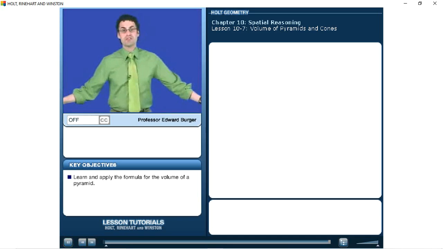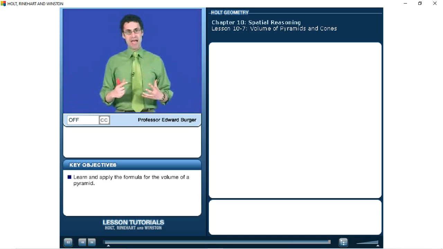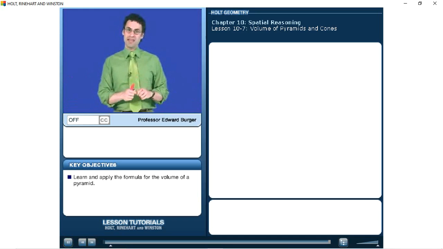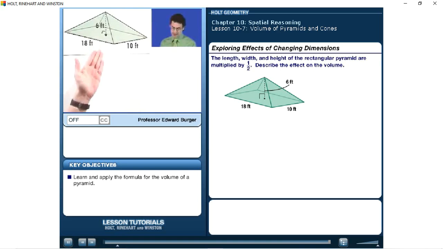One of the themes that we've been exploring is the impact on volume if we take each linear dimension and multiply it by some number. What I want us to take a look at is this pyramid, and I want us to compute the volume of the pyramid as it is, and then let's imagine that we take each linear dimension, so this length, that length, and the height, and we actually multiply each of those dimensions by a half. And let's see what the impact is on the volume and see what we can conclude. Okay, neat. Let's get going.